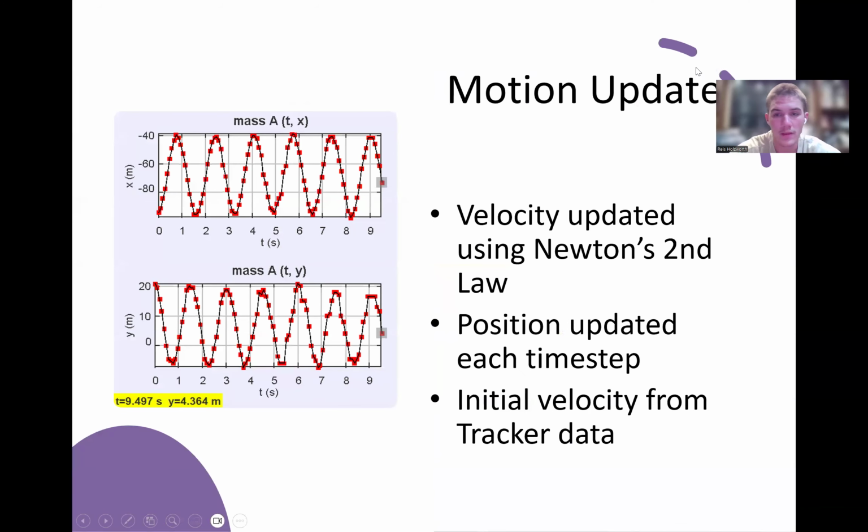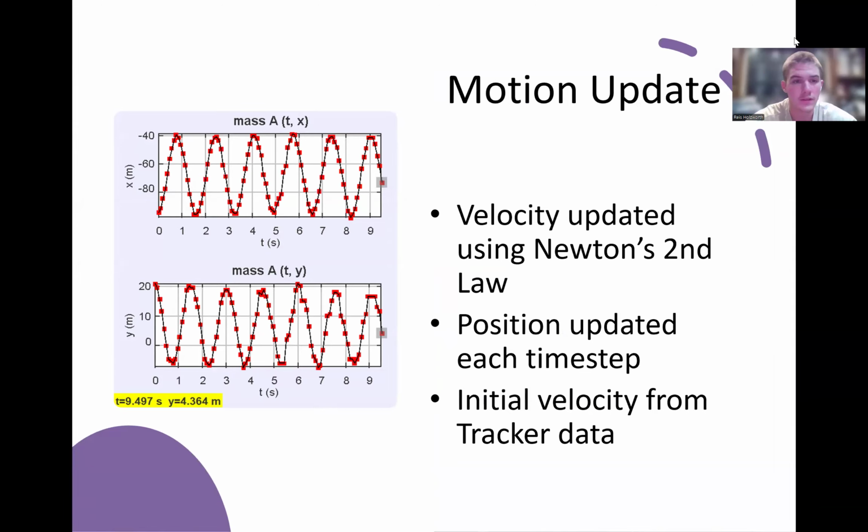The motion update. For this, on the left, you just see the different position updates from Tracker, the X and Y. And then we calculate the velocity updates using the second law and the position update each step that was shown. And the initial velocity was zero.